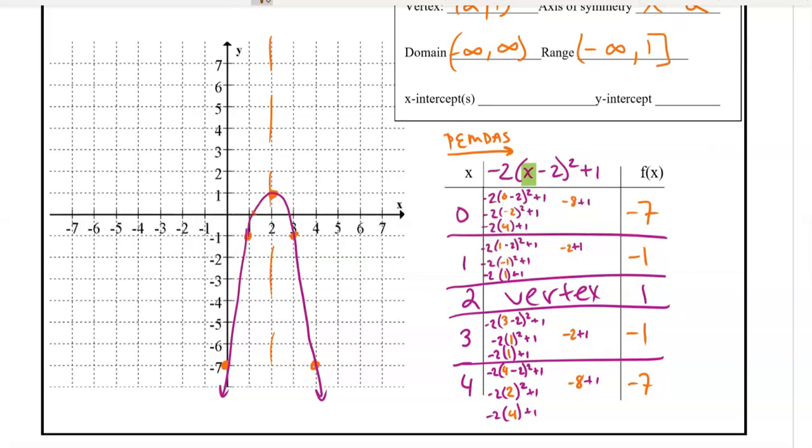Now our x-intercepts are about right here. It's not exactly on 1 or 3, so we can estimate it to be (1.25, 0) and (2.75, 0). Our y-intercept is at negative 7, right here.